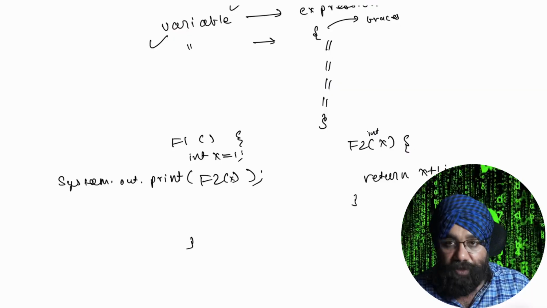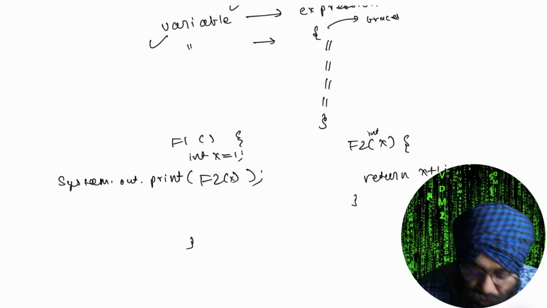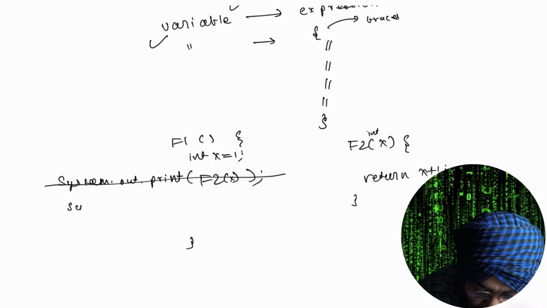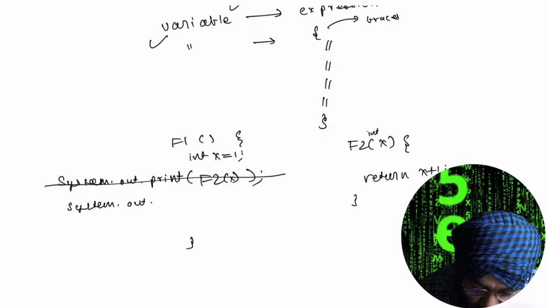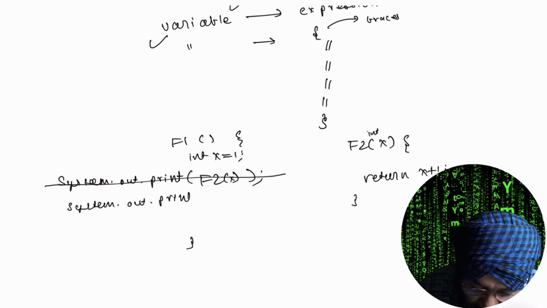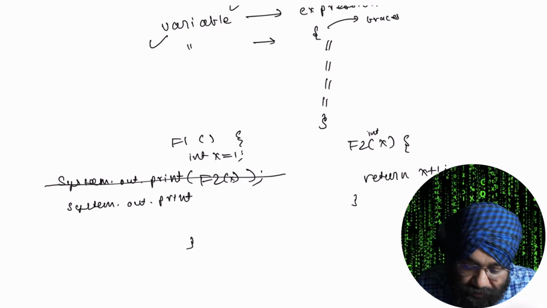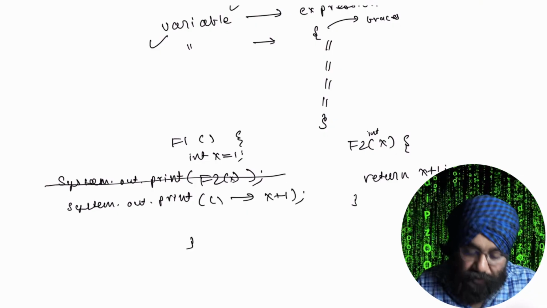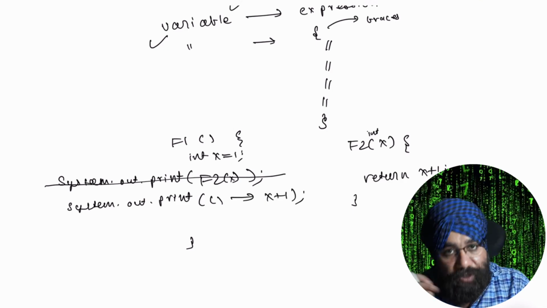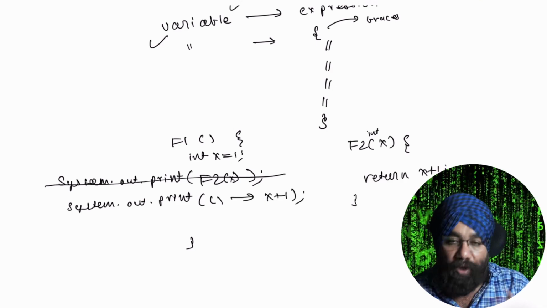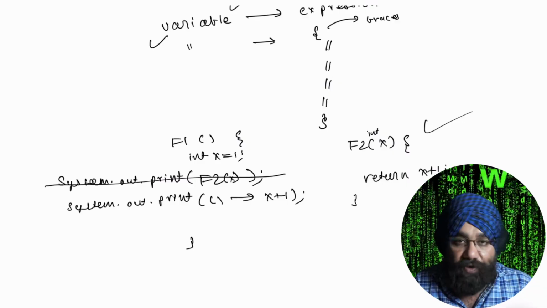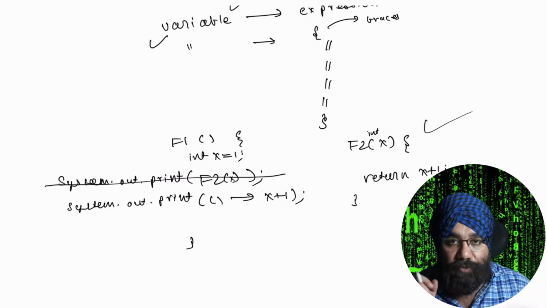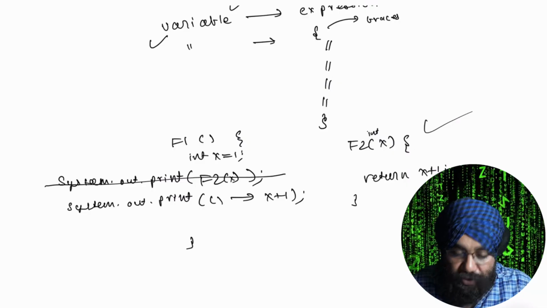Now instead of this, if you use a functional interface, you can do System.out.print and then simply write the lambda, x plus 1. So here the logic is at the same place where you are calling it. It is not in another function, it is at the same place. This is a lambda expression. It is widely used in streams.